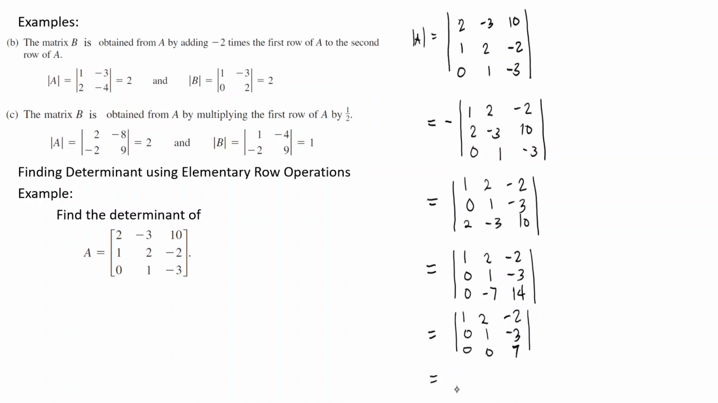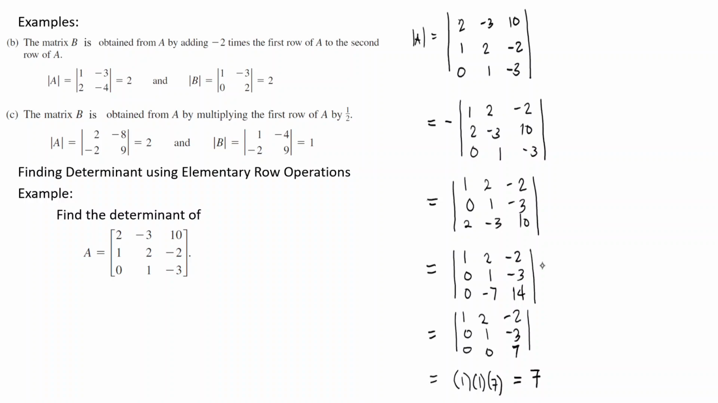Okay, so recall that the determinant of a triangular matrix is just equal to the product of the entries of the main diagonal. So we have 1 times 1 times 7. So therefore, the determinant is 7.